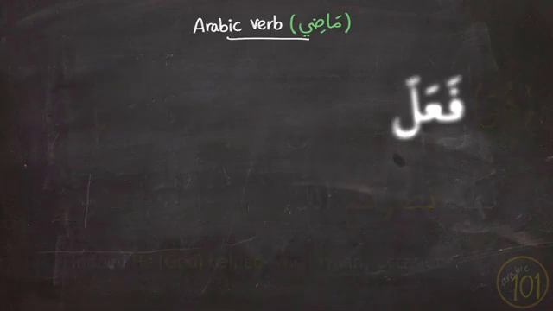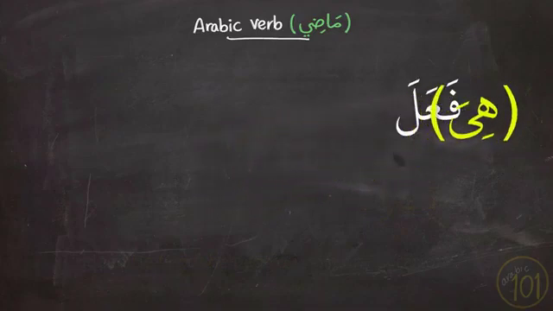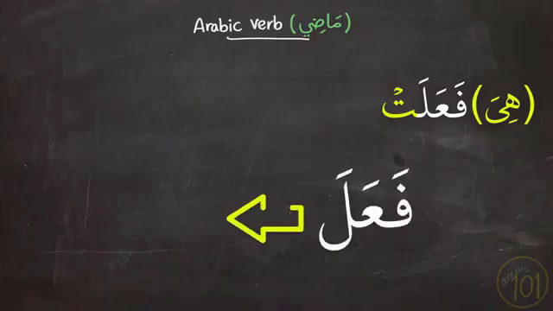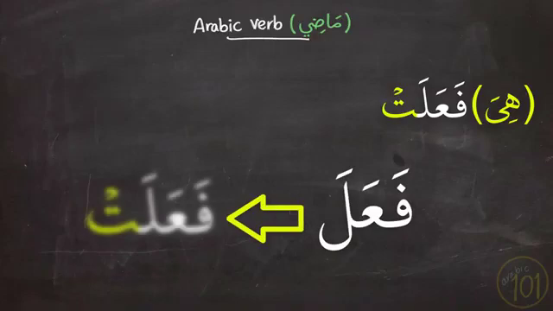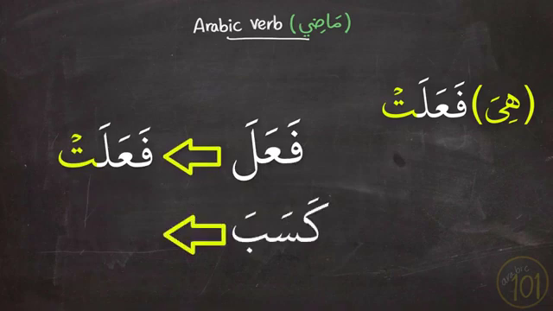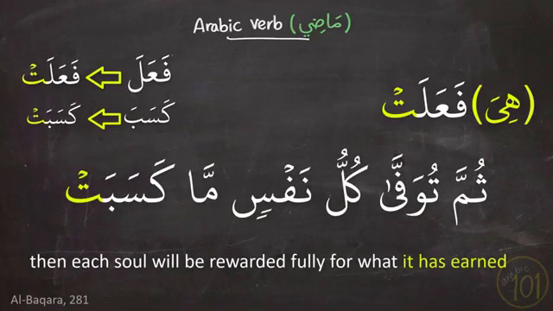The next conjugation is with hiya, which means in English, she. And in order to conjugate the verb with hiya, you would only add t with sukun to the end of the verb. So you would turn فعل into فعلت. كسب into كسبت. Like in this example. ثم توفى كل نفس ما كسبت.